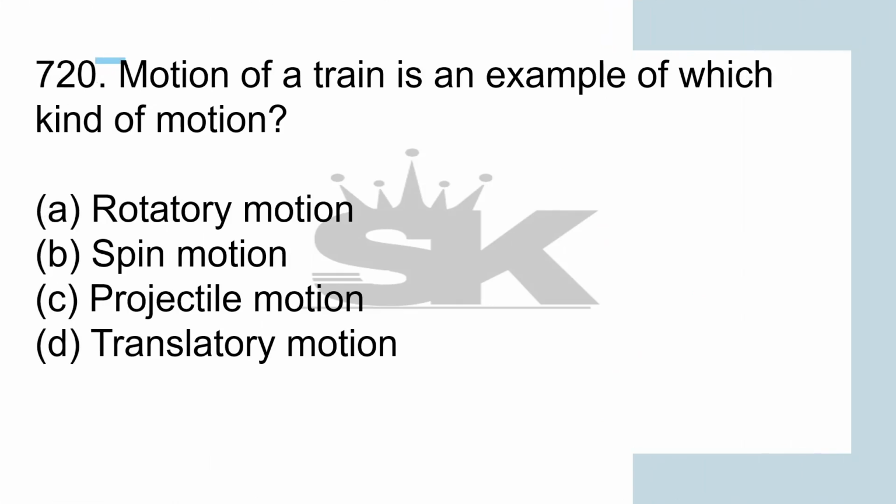Motion of a train is an example of which kind of motion? That is translatory motion.